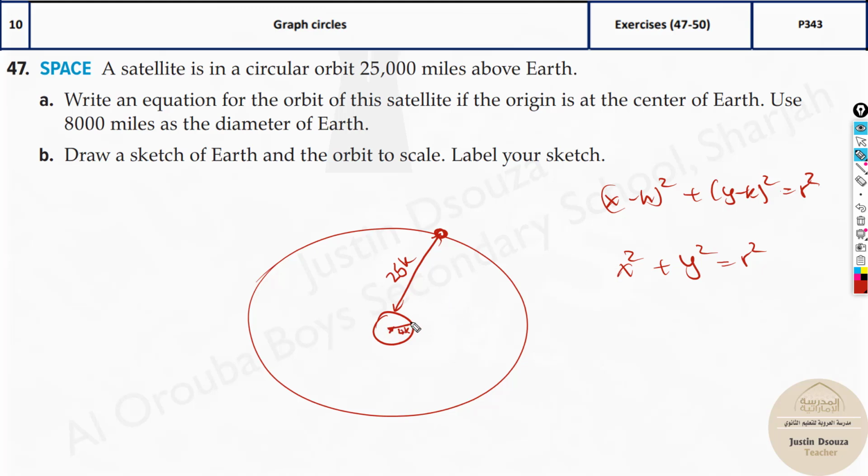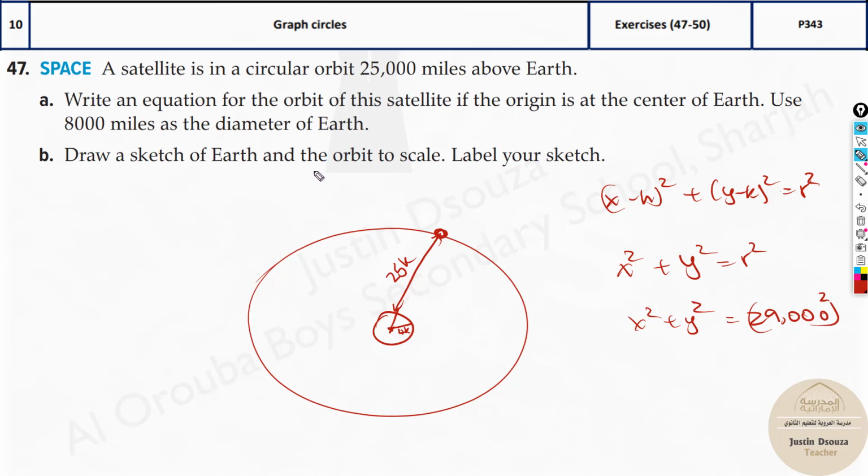But what is the radius now? From here to here, it is 4,000. This is also 4,000, and then we have 25,000. So 4,000 plus 25,000 would be 29,000 squared. We have to square this up. And then we have x squared plus y squared. Just put this in the calculator and you will get the answer. The equation would be for part A of this question.